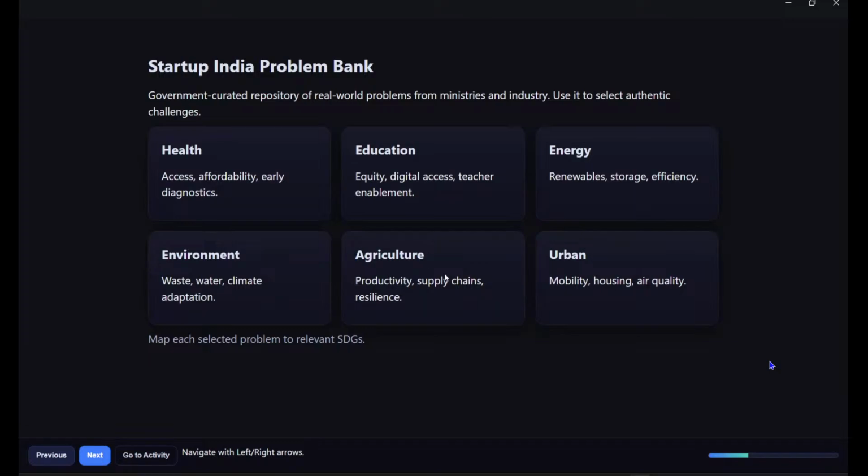When we go with the Startup India problem bank, we have multiple domains where we can really solve the problems. One is government, one is healthcare, where the challenge is access, affordability, and early diagnosis. These are very simple examples. And in education, equity, digital access, teacher enablement, energy, as you can see, I'm not focusing on reading each and everything here. Let us go to the real problem bank and see what is there.